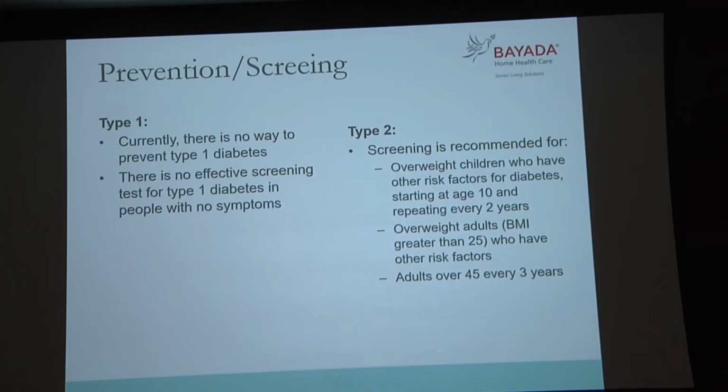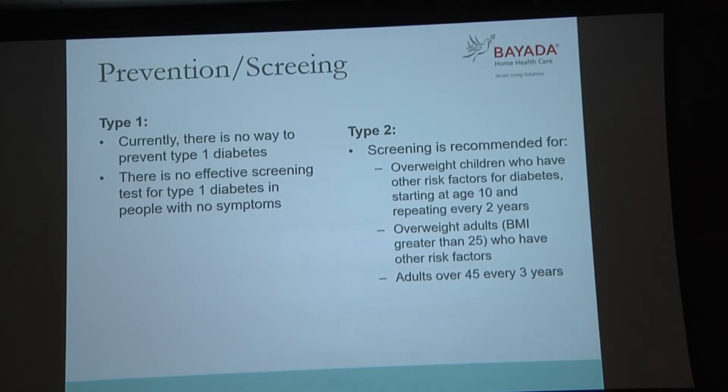For type 2 diabetes, screening is recommended for children that are overweight and have other risk factors for diabetes, such as genetics or family history of it. They start at age 10 and repeat every couple years. And also for overweight adults, so BMI greater than 25 who have other risk factors. The BMI is body mass index. That's when you take your height and your weight and it spits out a number.